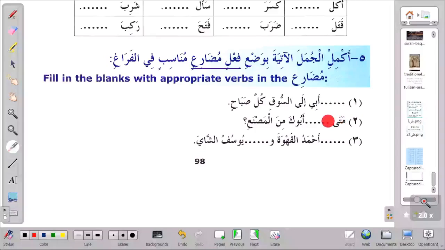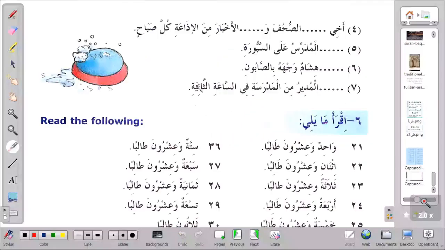Mata yarji'u abuka min al-masna. I think yarji'u could do. When does your father return from the factory? Then: Yashrabu Ahmad al-kahwata, wa yashrabu Yusuf al-shaya. We know what it means.